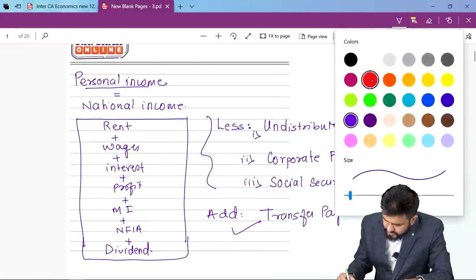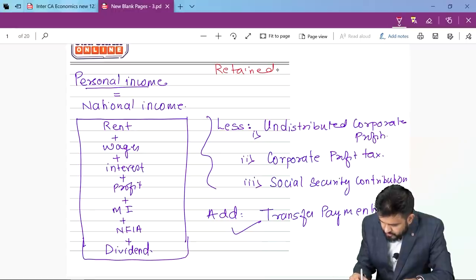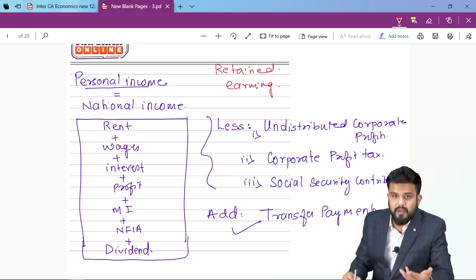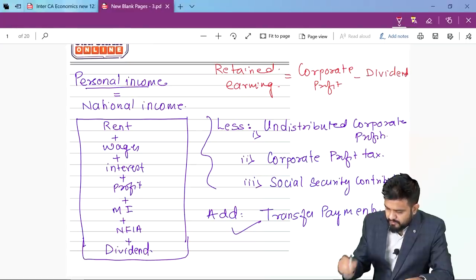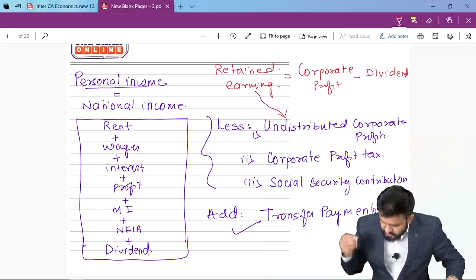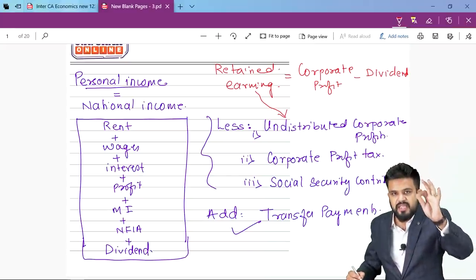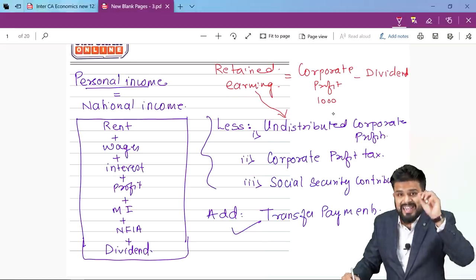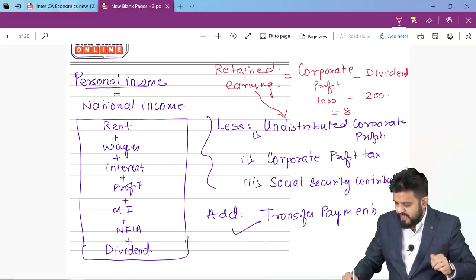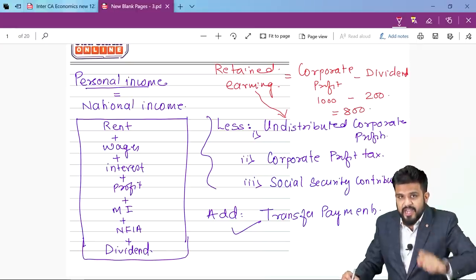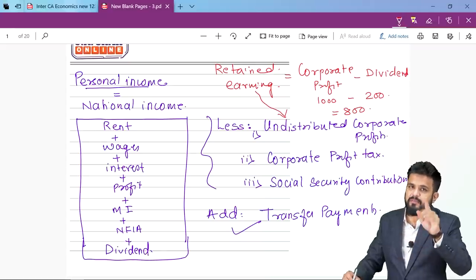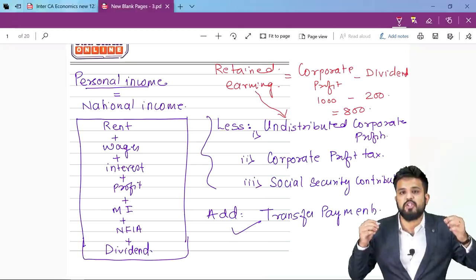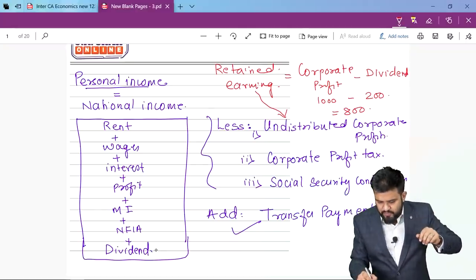And just one thing I would like to add here: retained earnings. One question may come on retained earnings, so just remember the formula. It is corporate profit minus dividend. And retained earnings is nothing but undistributed corporate profits. So say, for example, if in a particular question corporate profits are 1000, dividend given is 200, can I say 800 is still retained with the company? Retained represents not yet distributed. So 800 you will minus in order to arrive at personal income. 800 is not a part of personal income because it is not yet distributed. 200 is distributed. So anyway, we have added dividend here, if you can see.